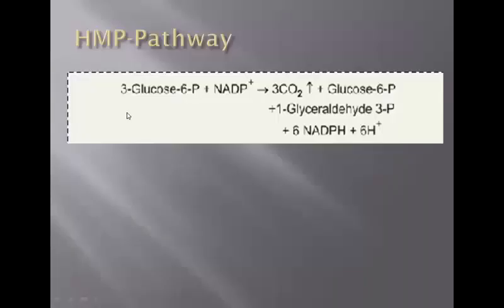3 molecules of glucose 6-phosphate enter, which requires NADP, and 3 molecules of carbon dioxide are formed with 2 molecules of glucose 6-phosphate, because the 2 molecules of fructose 6-phosphate which are formed are epimerized to form glucose 6-phosphate, and 1 molecule of glyceraldehyde 3-phosphate is formed, whereas a total of 6 NADPH are formed with 6 H ions, because these are formed simultaneously.